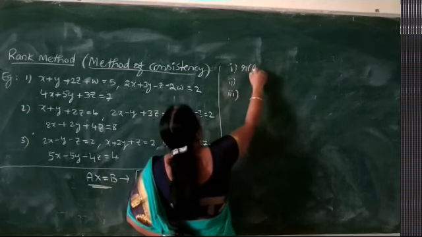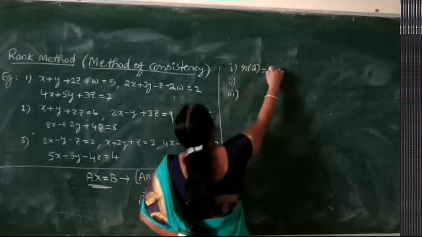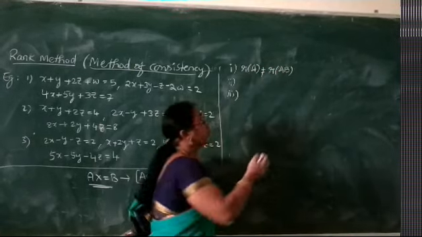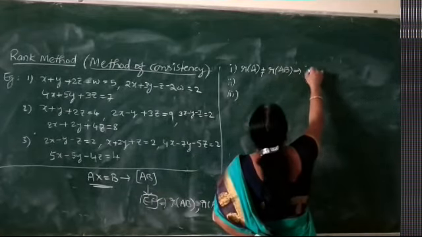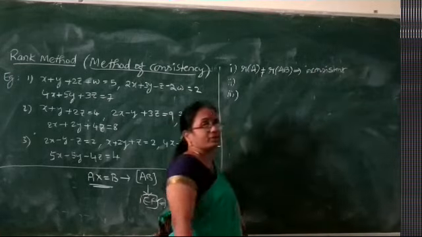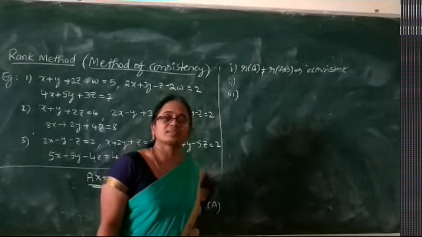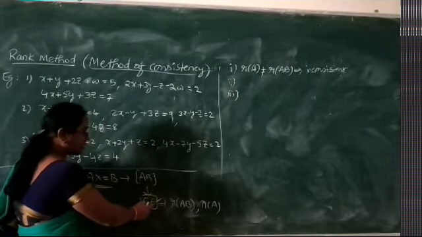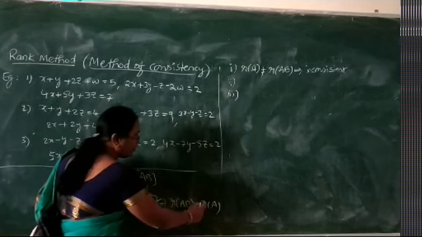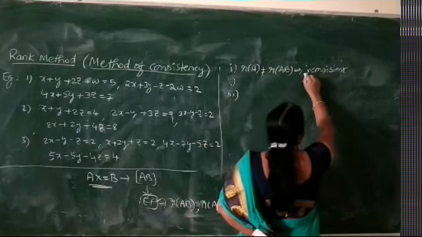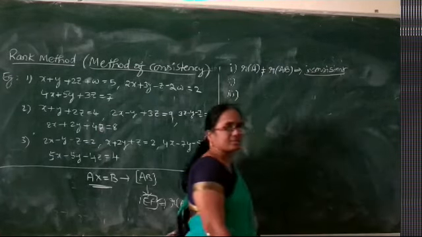Suppose we find that the rank of the coefficient matrix is not equal to the rank of the augmented matrix. It simply indicates that the system is inconsistent. It has no solution at all. So what do we mean by inconsistency? When we consider the augmented matrix, reduce it to echelon form, and find that the ranks of A and AB are not equal, it indicates that our given system has no solution, it is inconsistent.